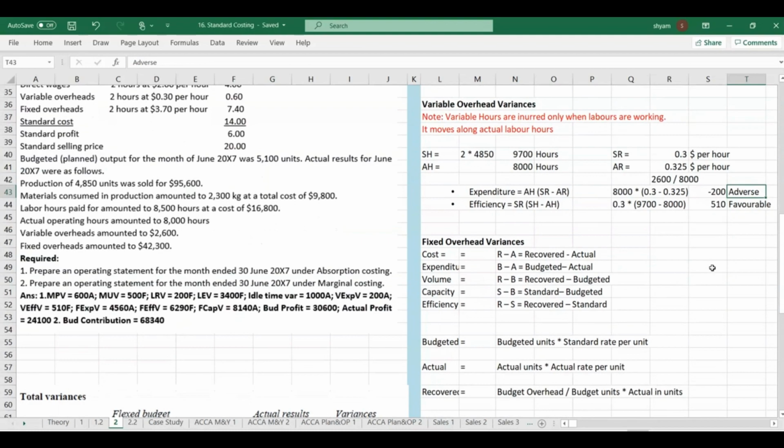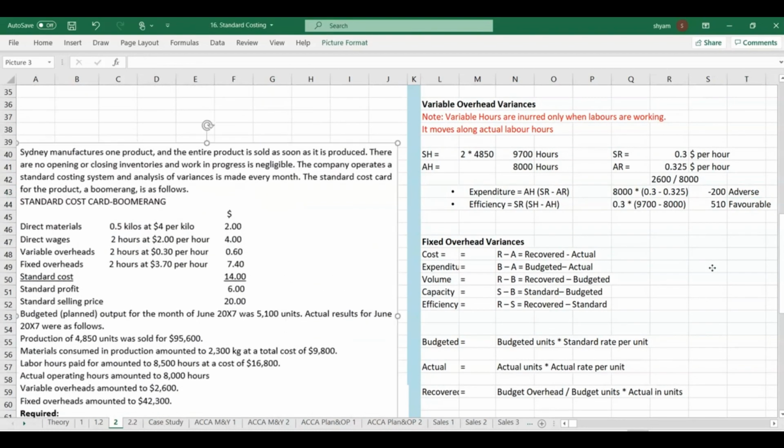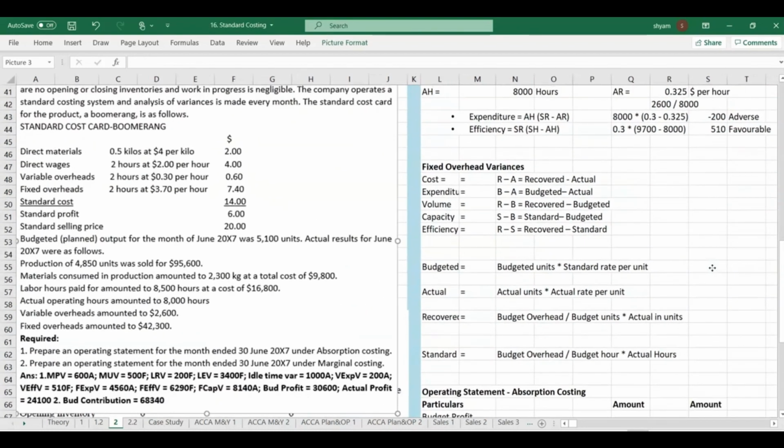So next we'll move on to fixed overhead variance. In fixed overhead variance, we will work out first these numbers. To find that, we have to get our budgeted, actual, recovered and standard. So first let's get the budgeted.